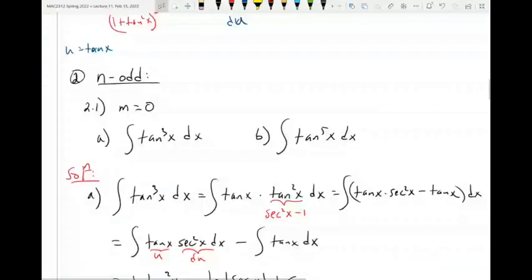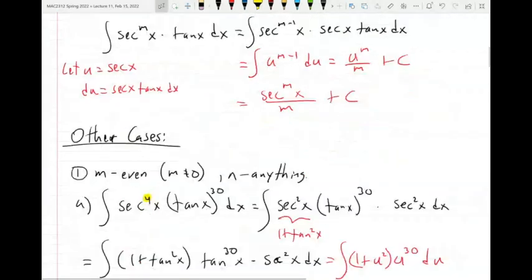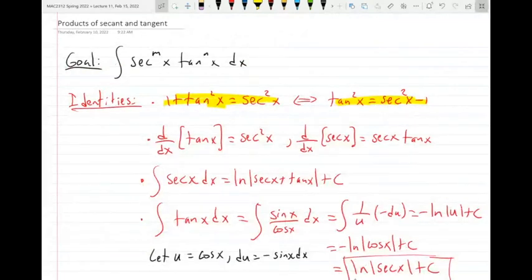Okay, so we wasted a lot of time on that little formula. That's okay.